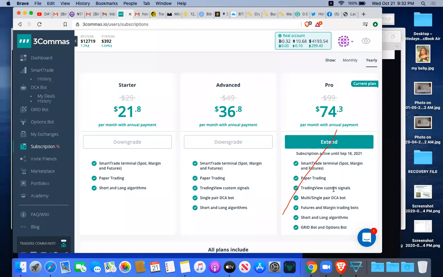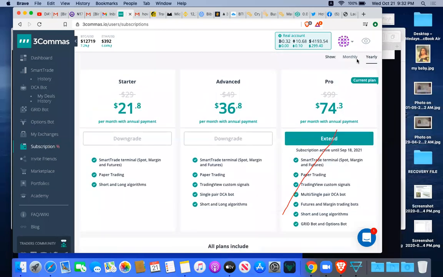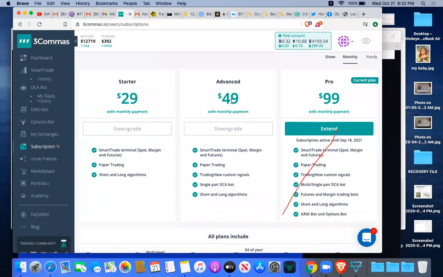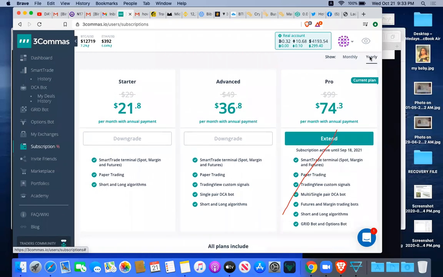So I subscribe for pro, and the monthly subscription is $99, $49, so it's $29. So I recommend advanced instead of pro. Why not pro? It's more expensive than what I expected. If you're doing yearly for the first year, you'll be on promo. Instead of about $800 and something, what we're paying is actually $594. That's about $600 per year.